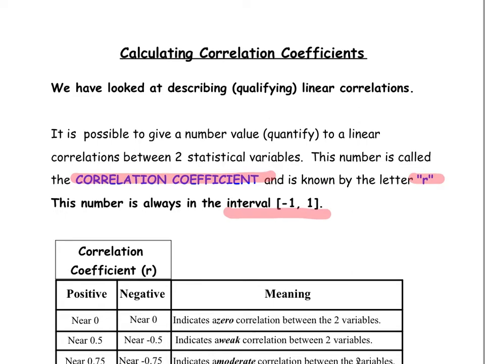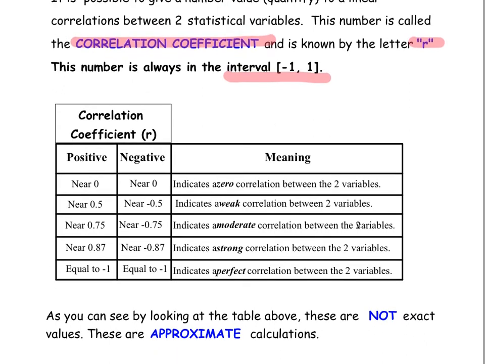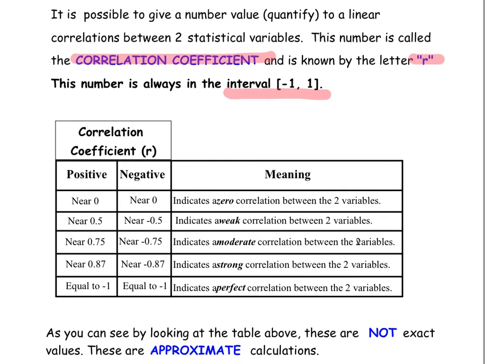So if we look at this table below, it gives us an idea of how to determine which number is assigned to which strength of correlation. Here, our correlation coefficients can be positive or negative. The sign only tells us the direction of the slope, which way the points are leaning. If we get a correlation that's very close to 0, either positive or negative, it means there is a 0 correlation between the two variables. There's no correlation at all.